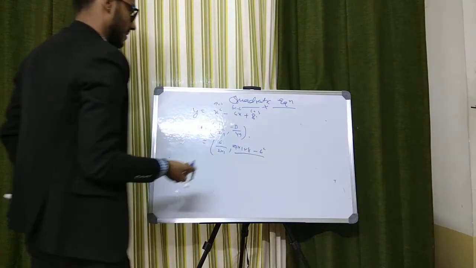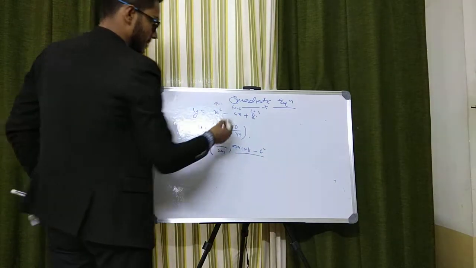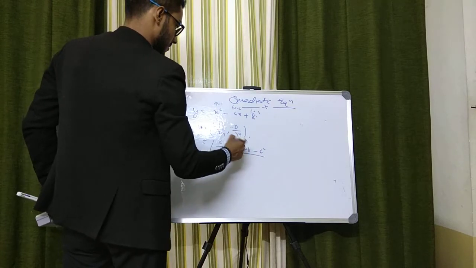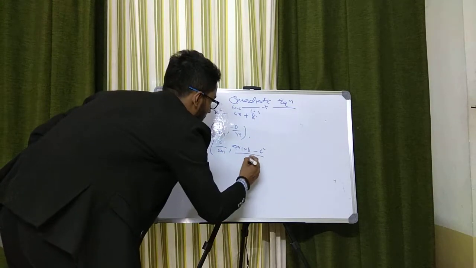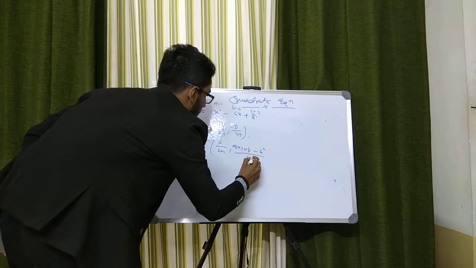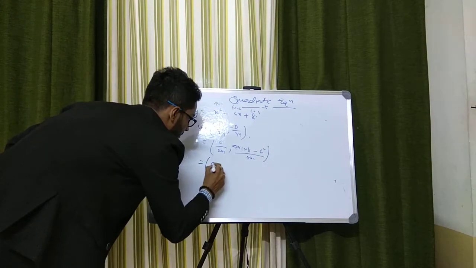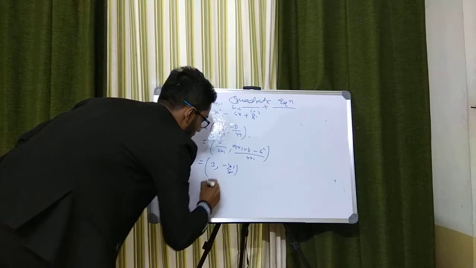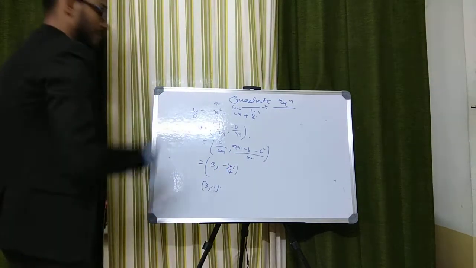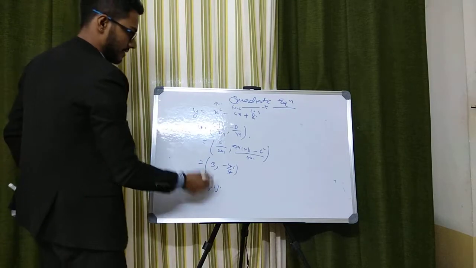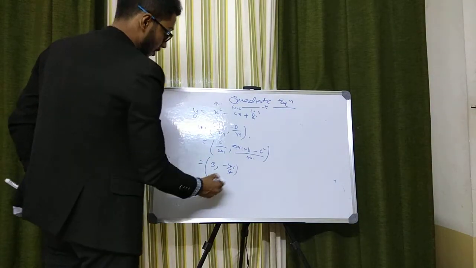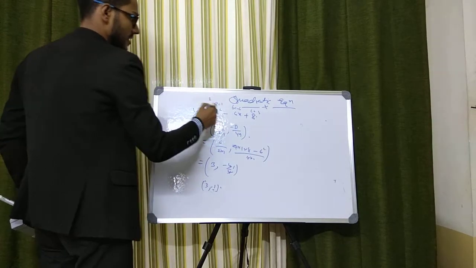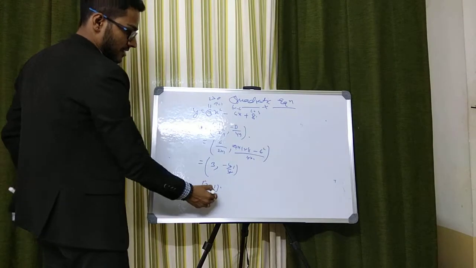Oh, D again is coming negative. So, again, 6 sixes are 36, 8 fours are 32. Okay, fine, it's coming good. So, 3 comma, 32 minus 36 is minus 4, by 4. So, 3 comma minus 1. At 3, the value will be the extreme, and the minimum value will be minus 1. Why minimum? Why not maximum? Because a equals 1, which is greater than 0. So, it will have the minimum value minus 1 at x equals 3.